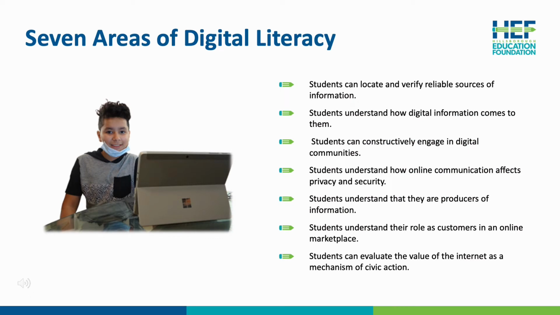Now let's look at 7 areas of digital literacy. The first one says students can locate and verify reliable sources of information. Next, students understand how digital information comes to them. Students can constructively engage in digital communities. Students understand how online communication affects privacy and security. Students understand that they are producers of information. Students understand their role as customers in an online marketplace. And the last thing says that students can evaluate the value of the internet as a mechanism of civic action.